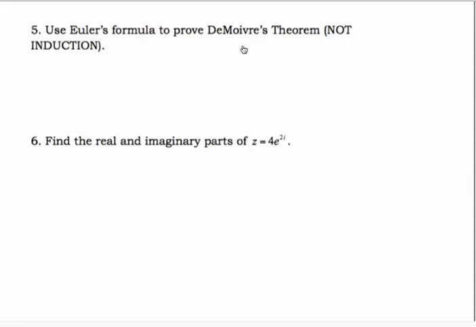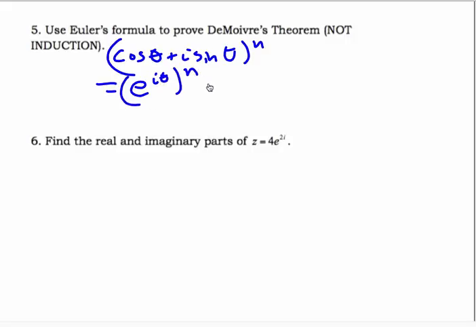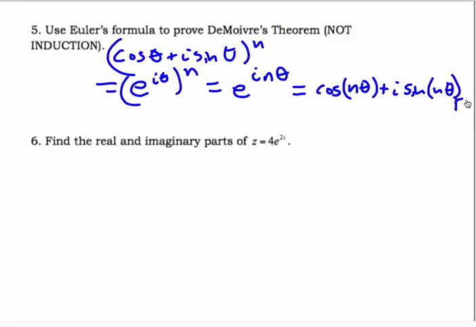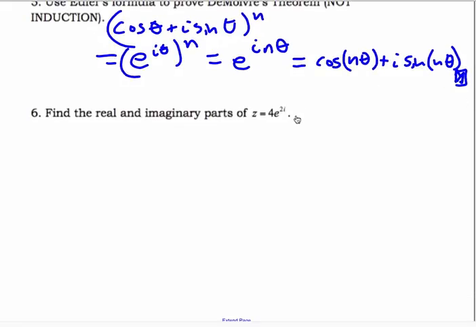Okay, it's very easy to prove De Moivre's theorem using Euler's formula. So you can just say, for example, (cosine theta plus i sine theta) to the power of n equals, this is the same as (e to the power of i theta) to the power of n, and this simply equals e to the power of i n theta because of our exponent laws. And we know that this is equal to cosine n theta plus i sine n theta. So we're done. It's a very easy proof with Euler's formula.